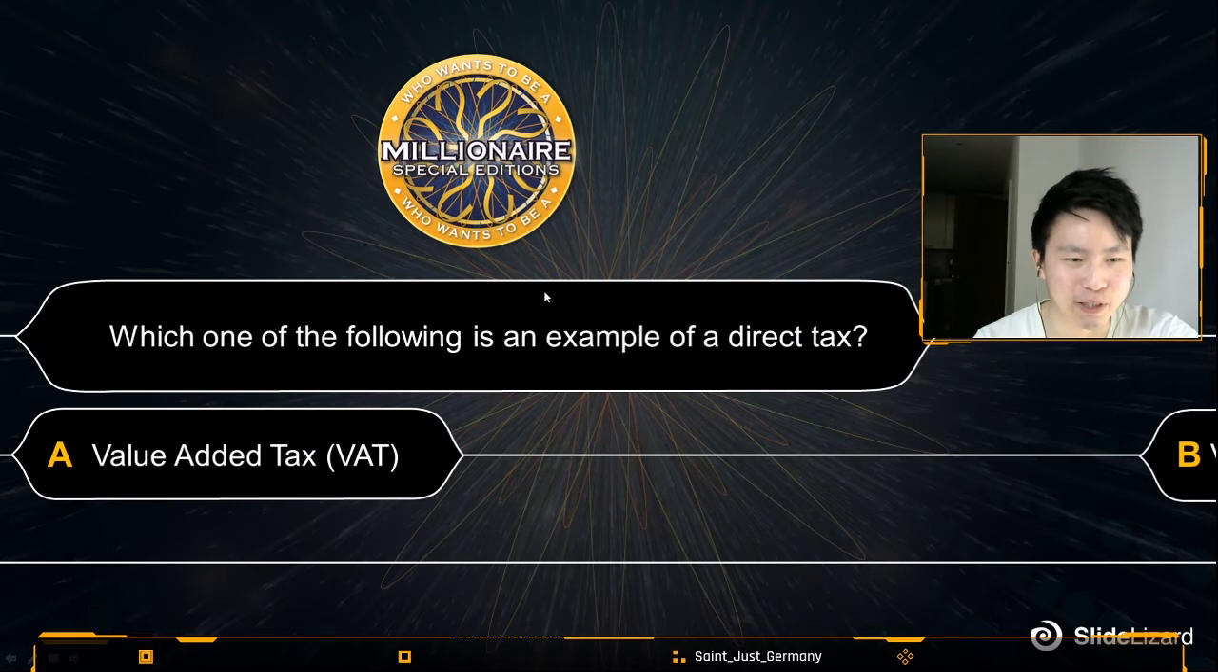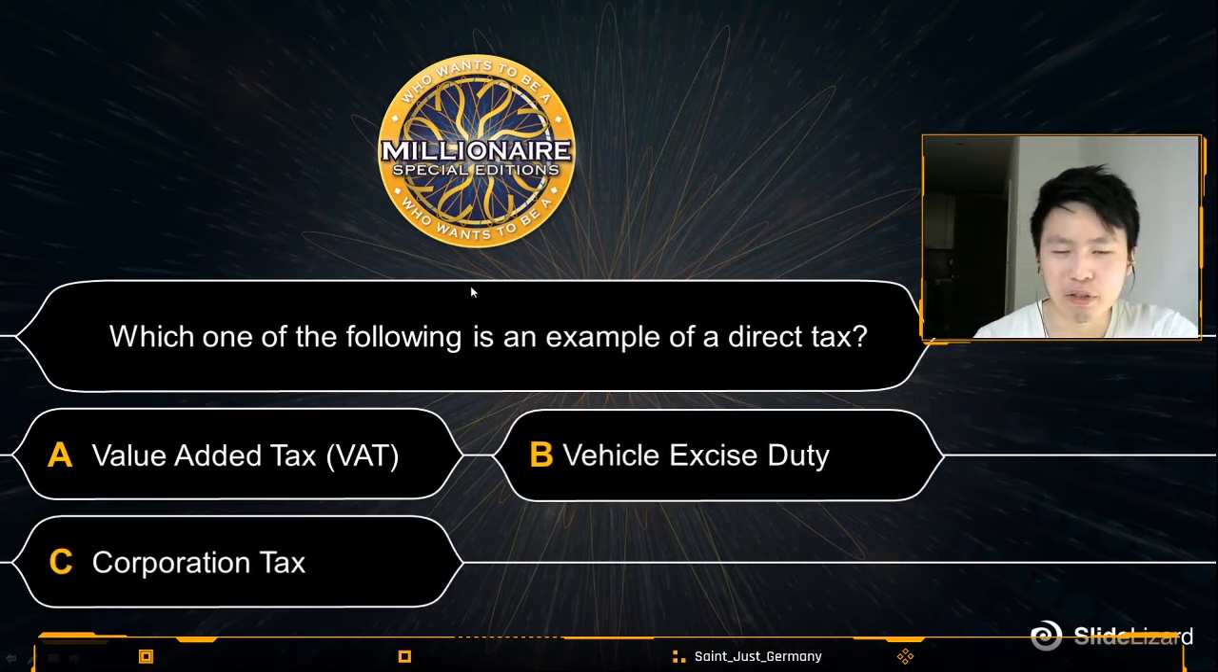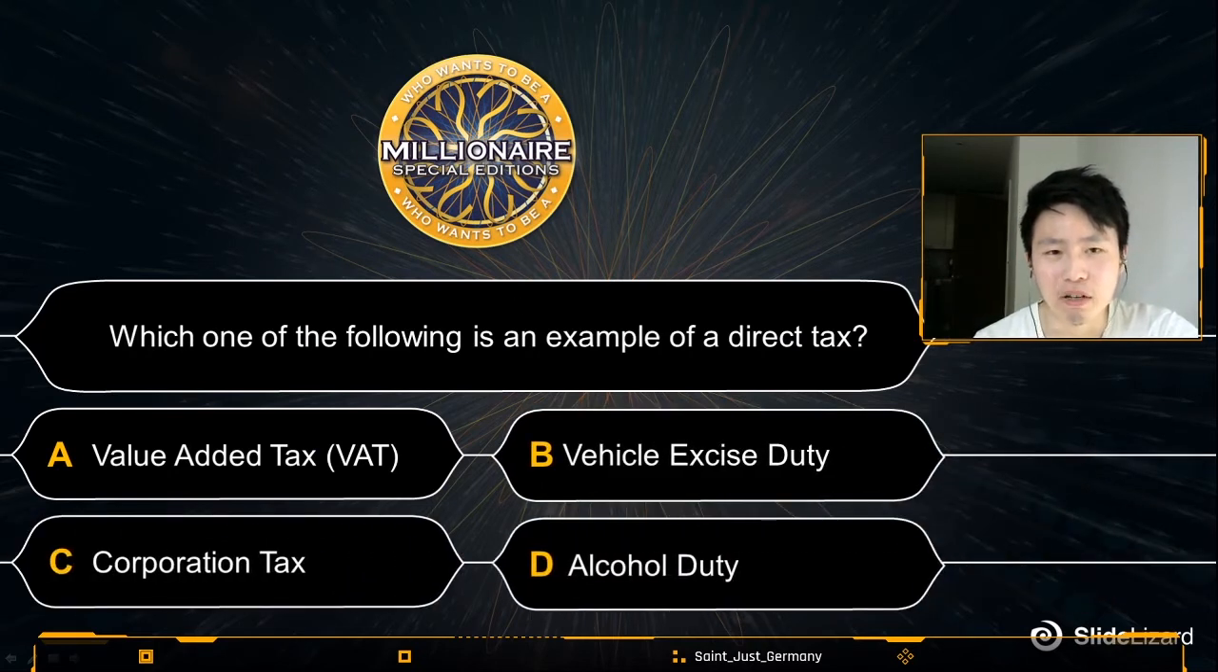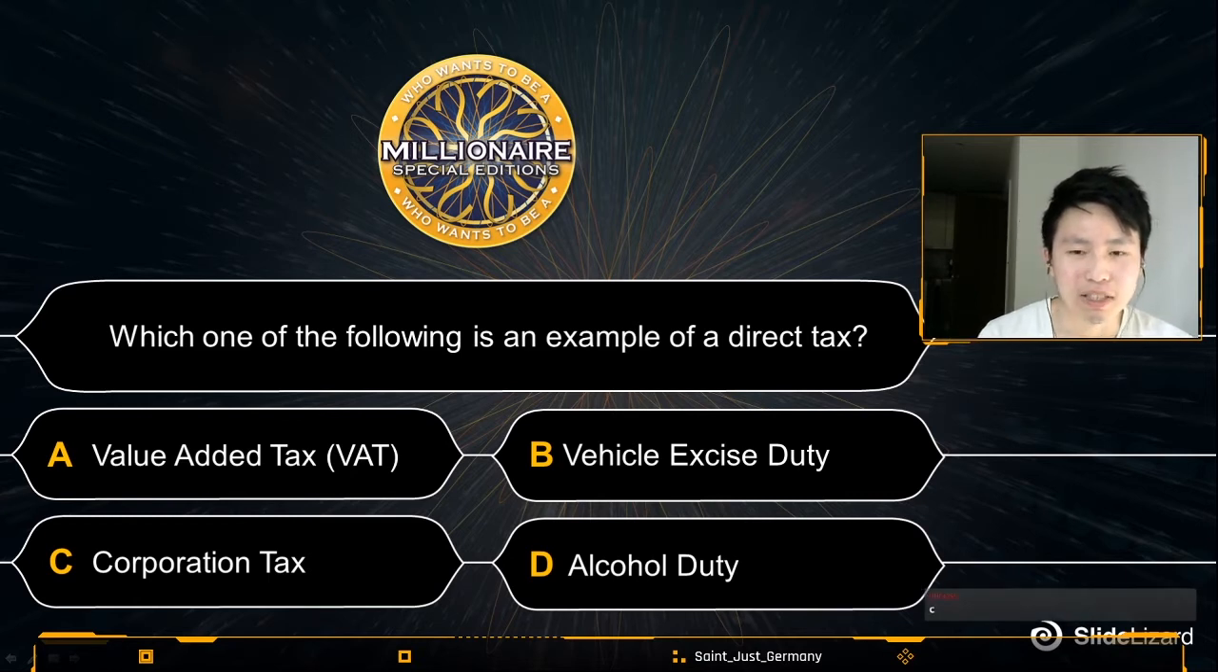For $200, which one of the following is an example of a direct tax? A. Value added tax. B. Vehicle excise duty. C. Corporation tax. Or D. Alcohol duty.